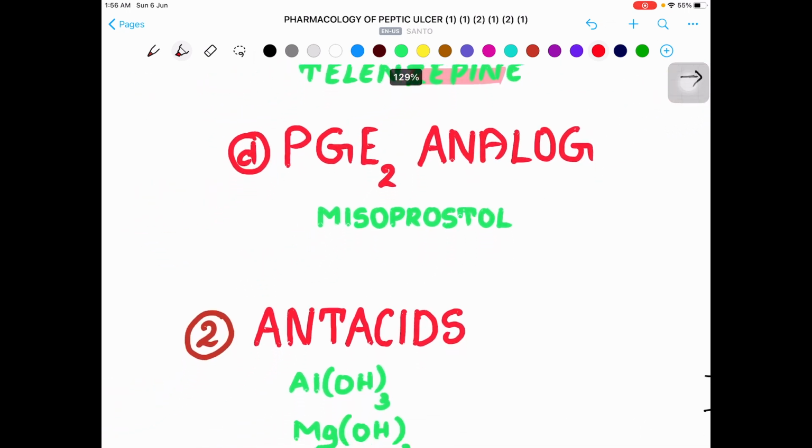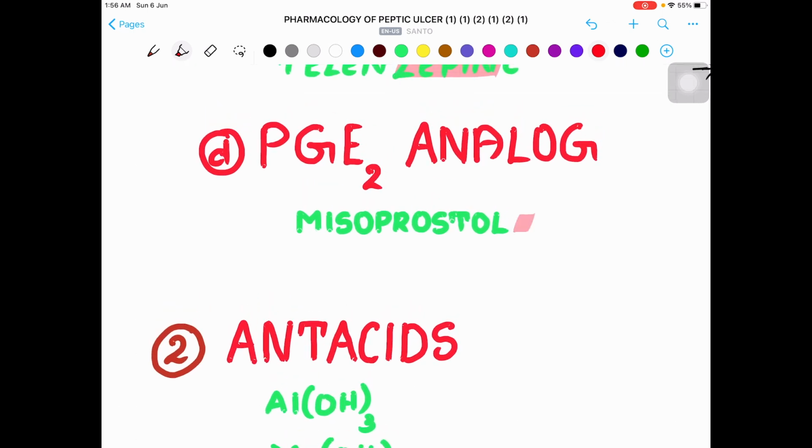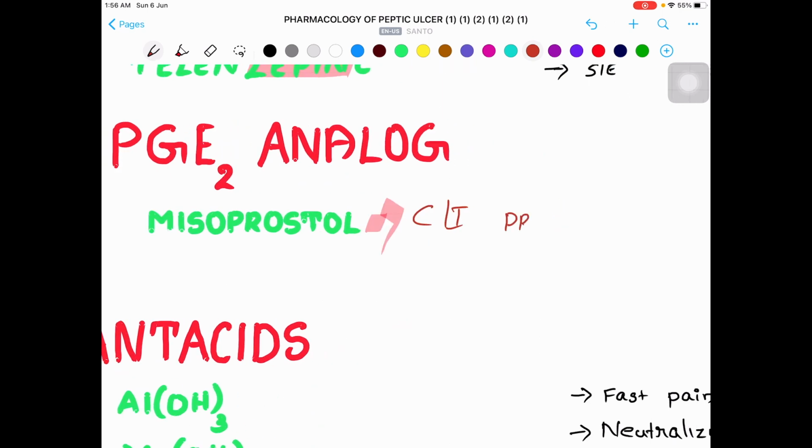The next is PGE2 analog, and we have misoprostol in that category. This stimulates the PGE2 receptor and decreases HCl production. The main thing we need to remember about misoprostol is that it is contraindicated in pregnancy, because it increases uterine contraction leading to abortion.